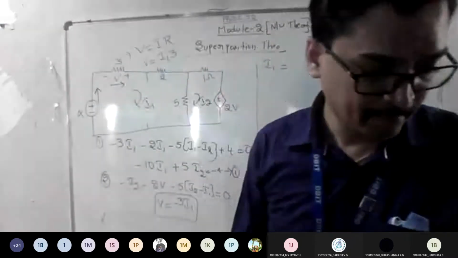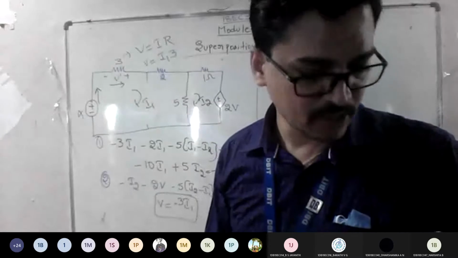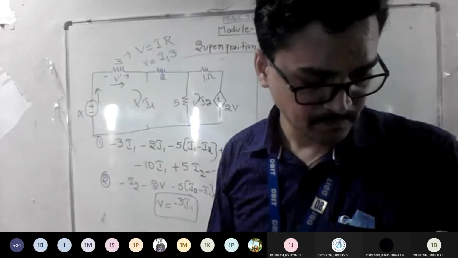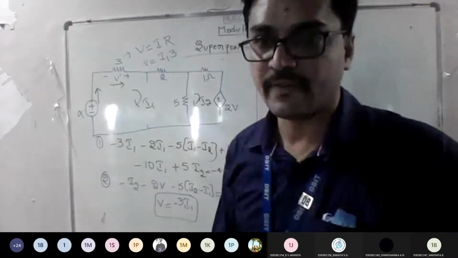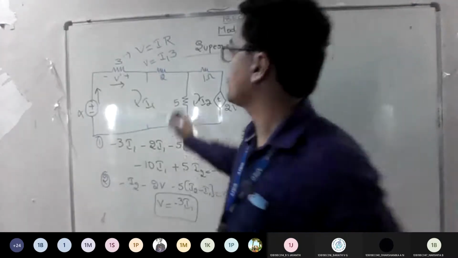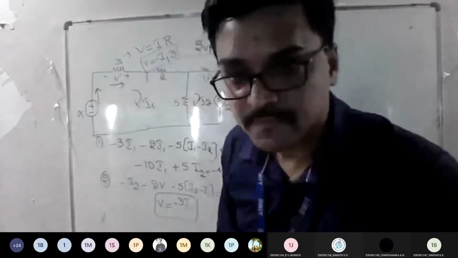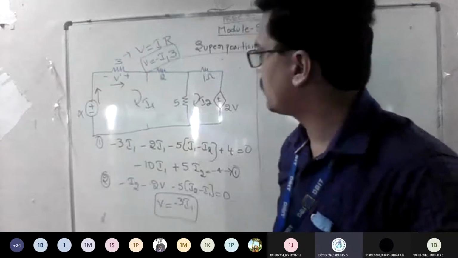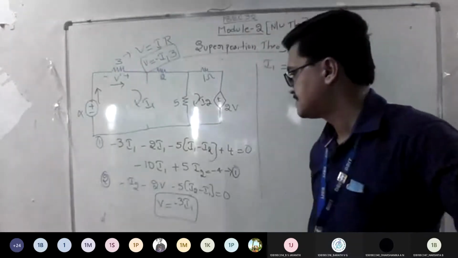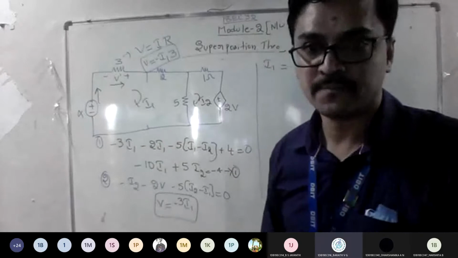First current answer. How much I1 did you get? Everyone, what is the I1 answer? Sir, 1.2 ampere. 1.2 you will get? I1, look at it carefully.